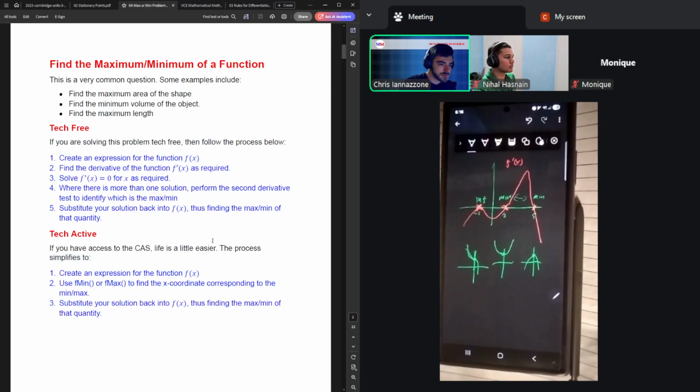Tech-free or tech-active, very similar workflows. Tech-free, you're pretty much always 100% relying on doing derivative equals 0 and then going from there, because the maximum or minimum is very likely to be a stationary point. In fact, it's basically guaranteed for tech-free. Tech-active, not necessarily the case. They like to do these little things where the max or min isn't necessarily a stationary point, which is where we start relying on our fmin or fmax to get us that instead.